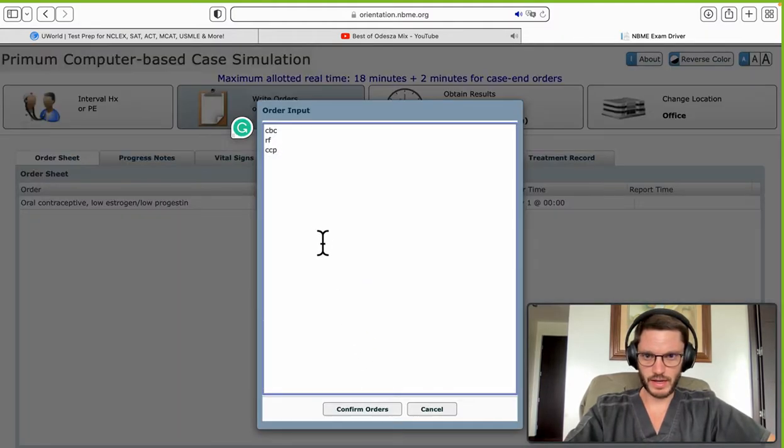What else do we want to see? Is she pregnant? Because we're giving methotrexate. So beta HCG. We want to see her kidney functions, and that's in the basic metabolic panel.